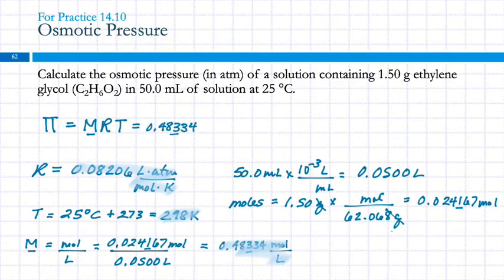0.48334 moles per liter. In an equation, it's better to use moles over liters instead of just the capital M, because it's easy to forget what the capital M stands for. And then it's hard to cancel out the units. Ideal gas constant, 0.08206 liters times atmospheres divided by moles times kelvins. And then 298 Kelvin.